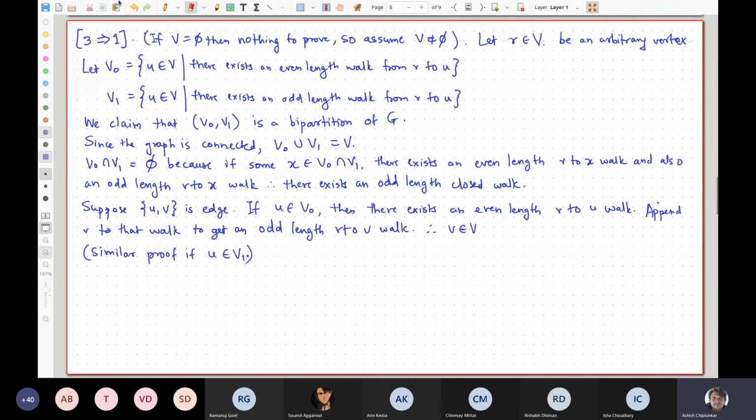Right, Isha, you had some different ideas. Yes, sir. So maybe we can prove this by contrapositive. That is, if G is not bipartite, then G must have an odd length closed walk. How do you do that? If G is not bipartite, then if we run the bipartite algorithm on it, there must be at least one edge. What is the bipartite algorithm? We start coloring from one of the vertices and color all around.